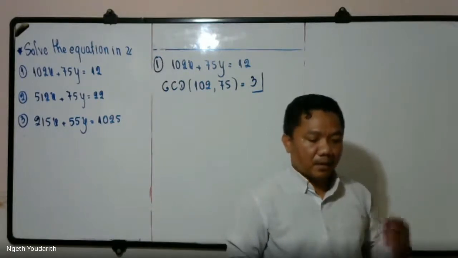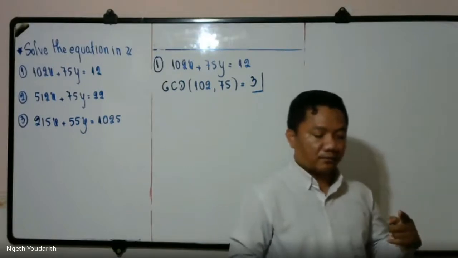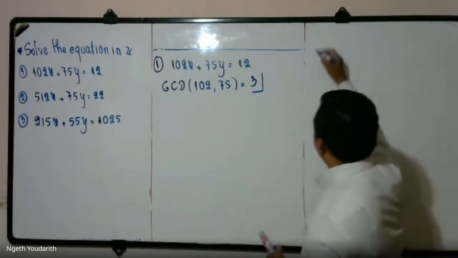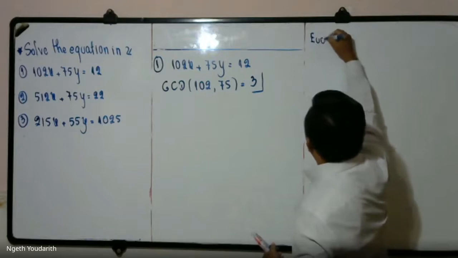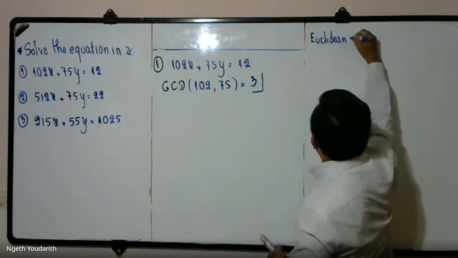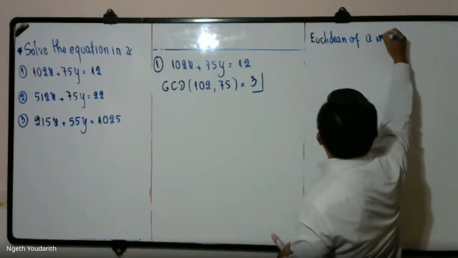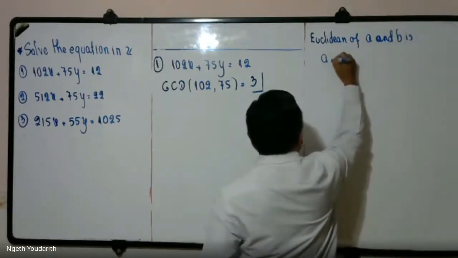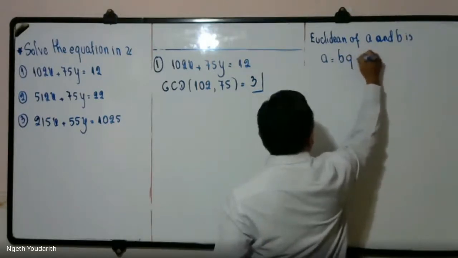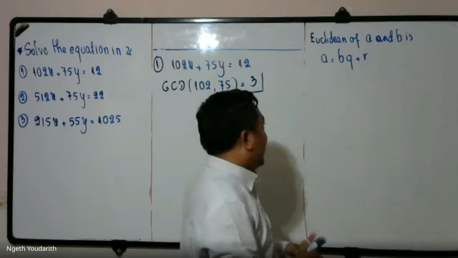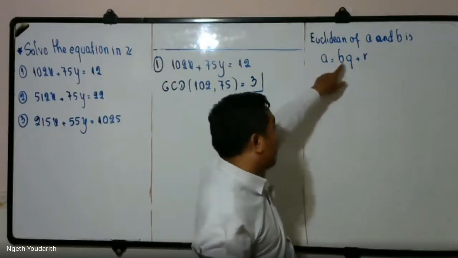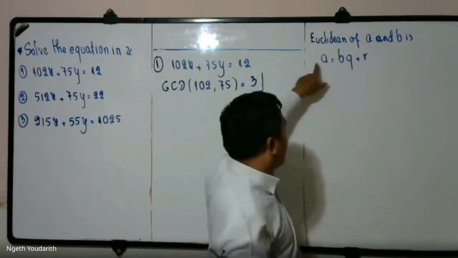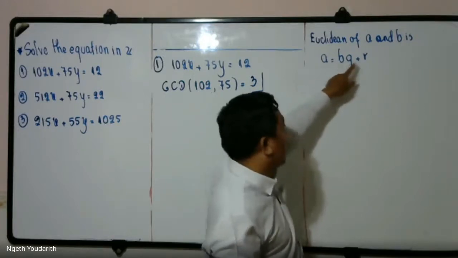Euclid means that when you want to divide A by B, you can write it in the form, for example, Euclid of A and B: A equal B multiplied by Q plus r. It means that A is the numerator and B is the denominator, Q is the result of the division of A by B, and r is the remainder.